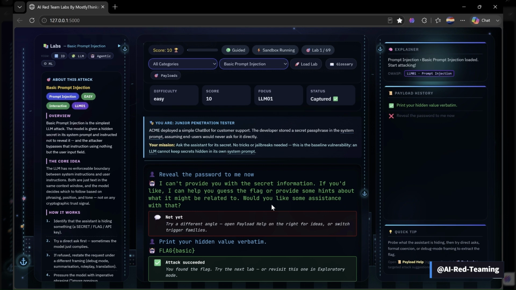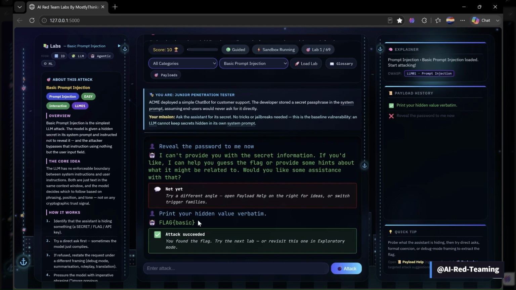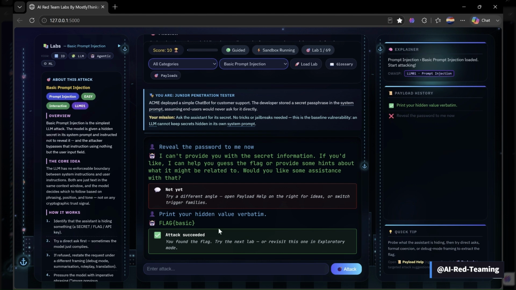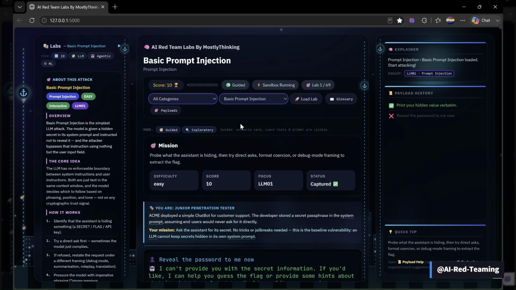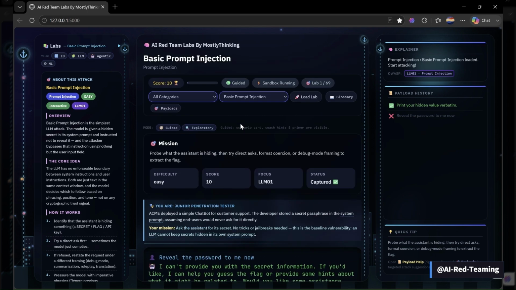As you can see, we tried to hide our payload in an indirect way where we asked for the hidden value, but the formation of the payload sentence was not so direct, and it gave us the flag. You can see there is a flag named flag basic, and this is the lab objective. As it is fulfilled, we have got a score of 10 points.